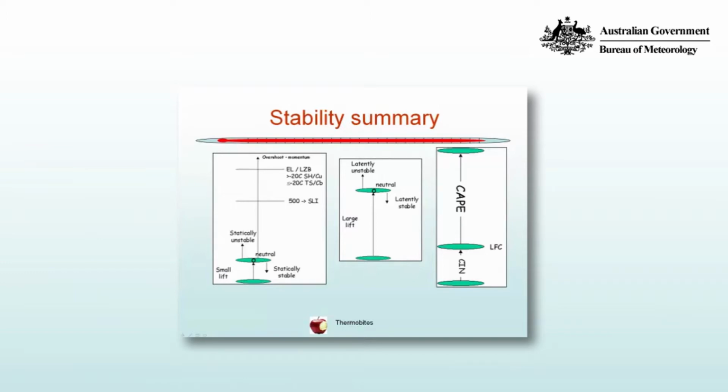will we get a parcel of air that becomes unstable after that large lift? If we do, that's latently unstable. And again, if we don't, it's latently stable, or if it remains at the same level, then it's neutrally stable from a latent point of view.